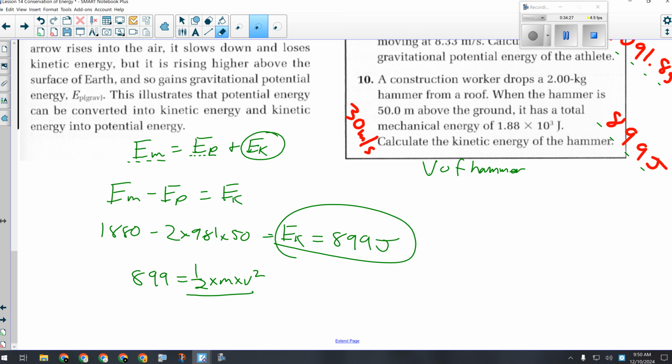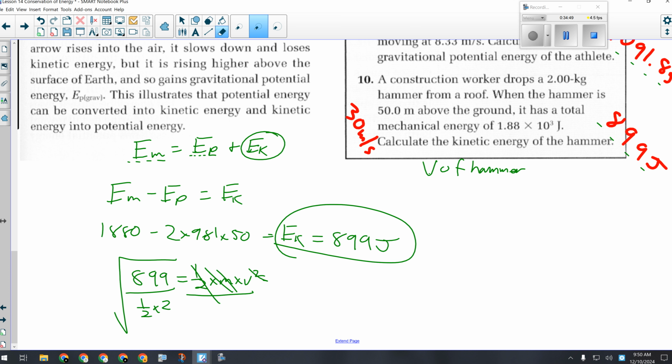Okay, because it's 2 kilograms. And then what do I have to do? Then I have to square root because the speed is squared. All right, so when I do that, square root of 899 divided by 1, right, should be close to 30, right? The square root of 900 should be 30, okay, meters per second.